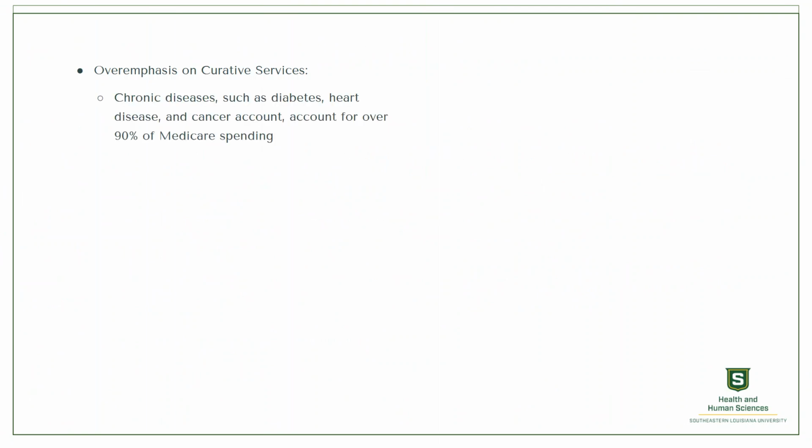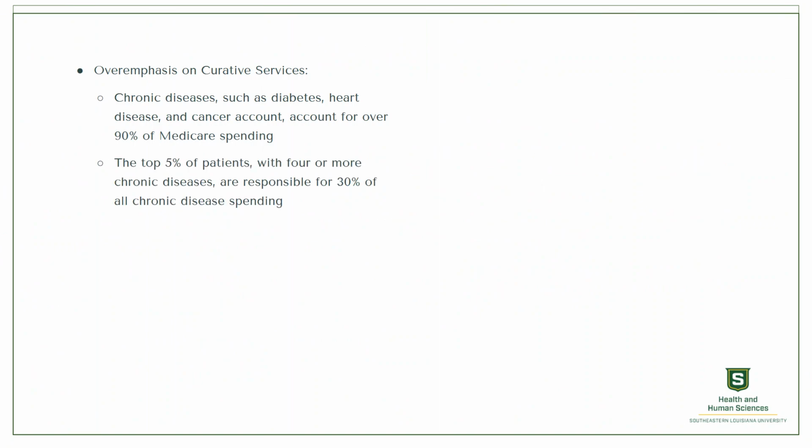The US also has a very big challenge with an overemphasis on curative services, which drives up the cost of healthcare in the US. For instance, chronic conditions like diabetes account for over 90% of Medicare spending in the US, with the top 5% of patients under Medicare having four plus chronic conditions and accounting for 30% of all chronic disease spending.